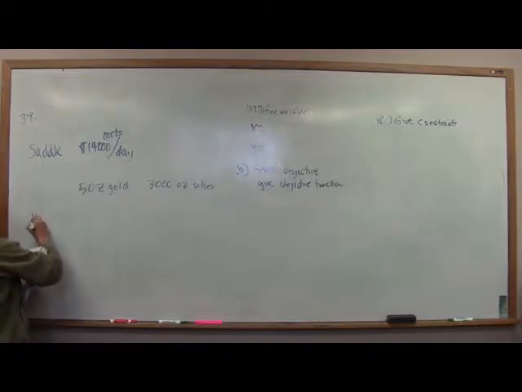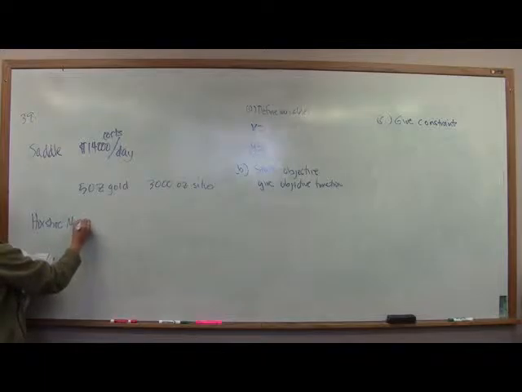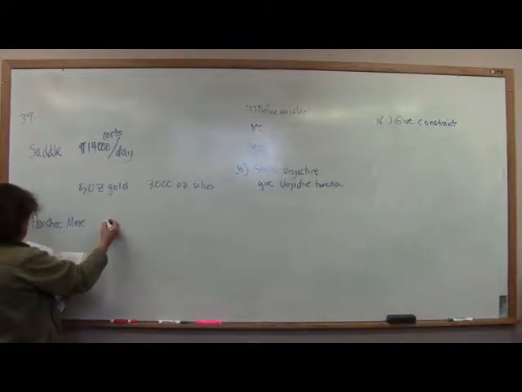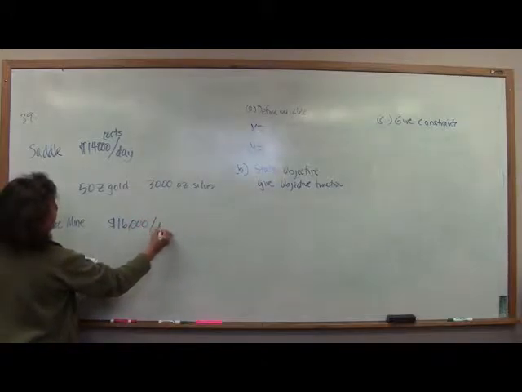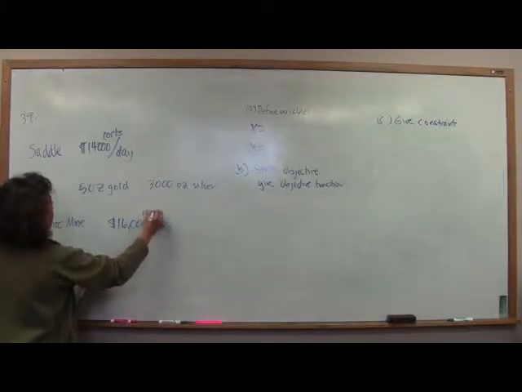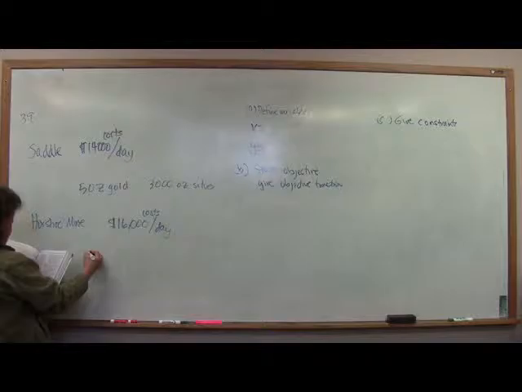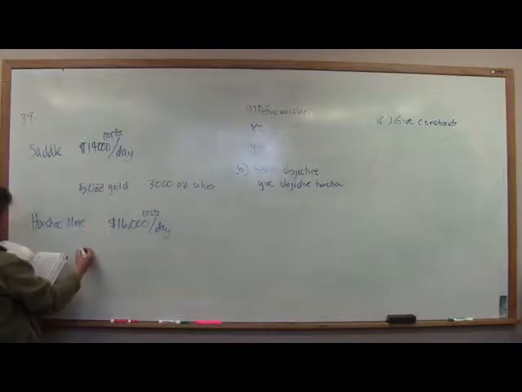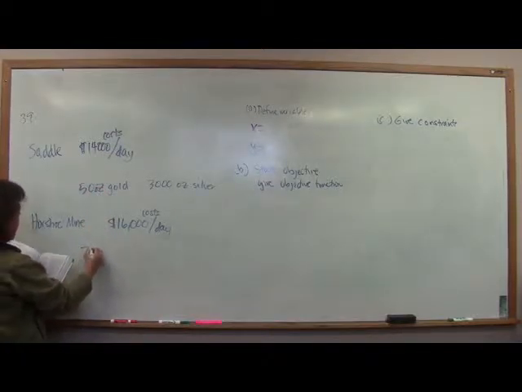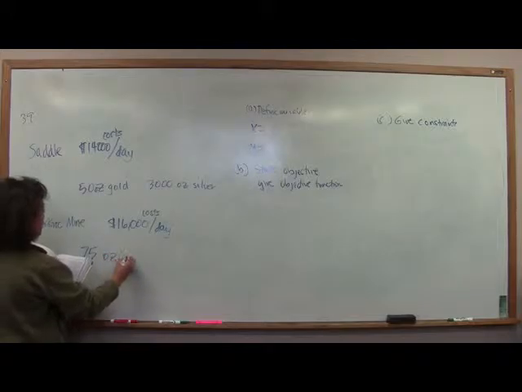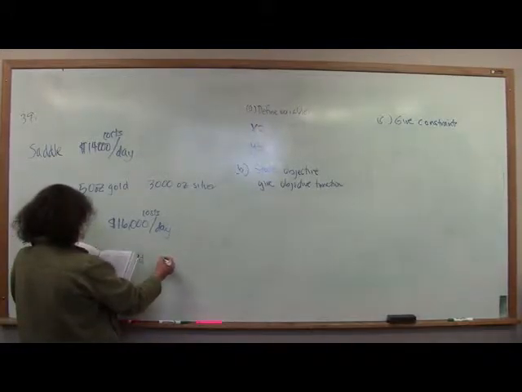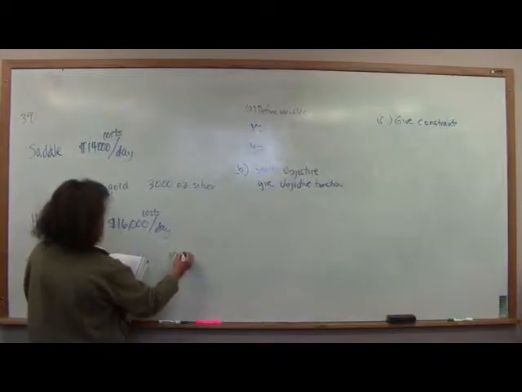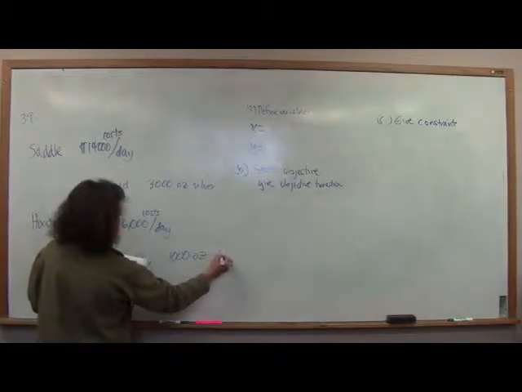And then we have our horseshoe mine. Now those costs are $16,000 per day to operate. And here we're going to extract 75 ounces of gold and 1,000 ounces of silver.